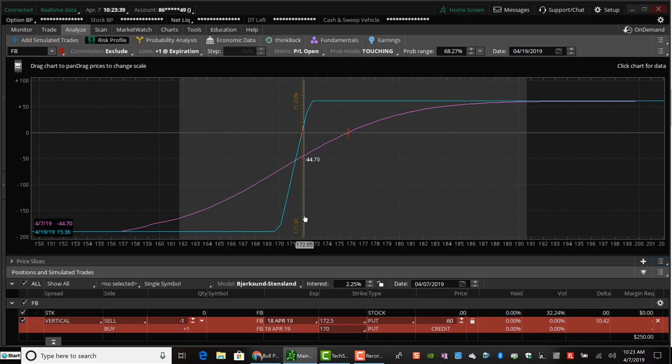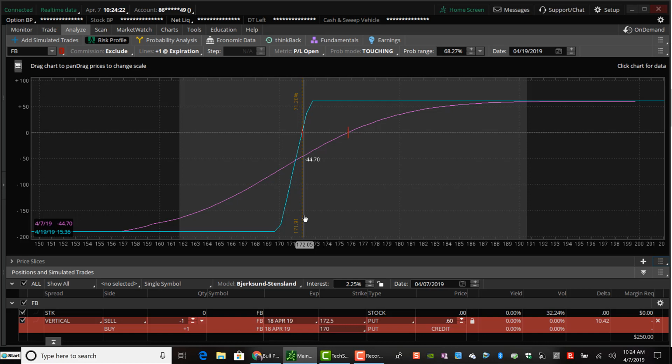Look over to the left-hand side of my screen, all the way at the bottom. Ignore the purple date where it says 4/7/19. Look at the blue date below that where it says 4/19/19. Okay, and I have my cursor right on 172.05. So if this stock drops to 172.05 and stays there at expiration on the 18th, you will still receive a $15.36 credit. So you will still profit from this trade, even though you dropped below the 172.50 strike.